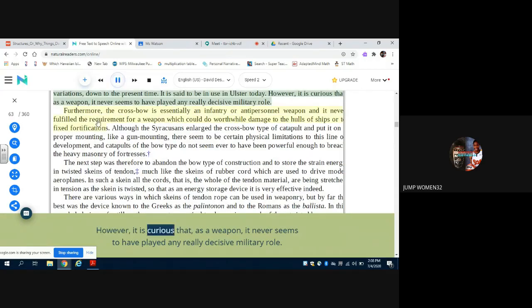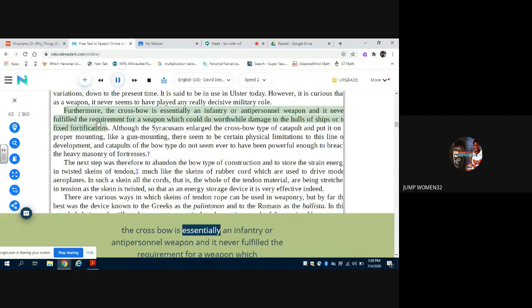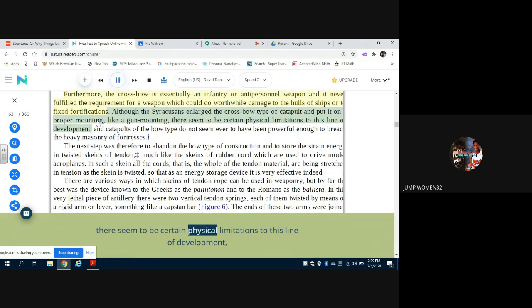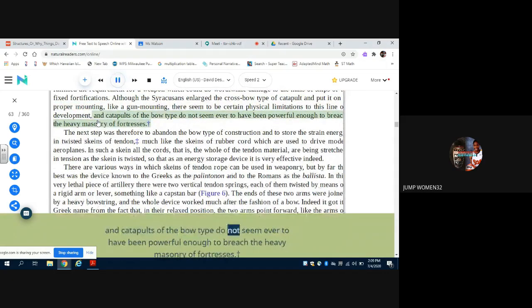However, it is curious that, as a weapon, it never seems to have played any really decisive military role. Furthermore, the crossbow is essentially an infantry or anti-personnel weapon, and it never fulfilled the requirement for a weapon which could do worthwhile damage to the hulls of ships or to fixed fortifications. Although the Syracusans enlarged the crossbow type of catapult and put it on a proper mounting, like a gun mounting, there seem to be certain physical limitations to this line of development. And catapults of the bow type do not seem ever to have been powerful enough to breach the heavy masonry of fortresses.